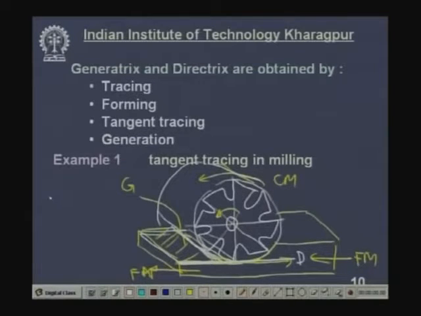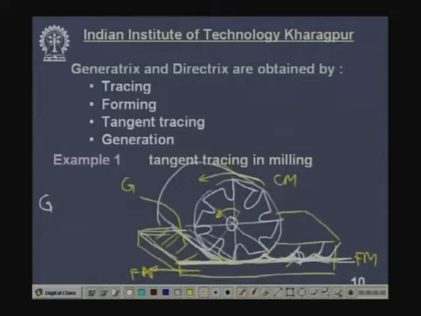Now, what can we write? Here again you just observe that this cutting tooth removes the material along this path. The next cutting tooth will follow this path, and the next will follow this path, and so on. So, this is the actual path, but the directrix is a straight line. That means, if you imagine a straight line tangent to this curved path, or the locus of the tip of the tool, then this is the directrix, which is nothing but tangent to the instantaneous locus of the tip, and this is an example of tangent tracing. This is called tangent tracing.